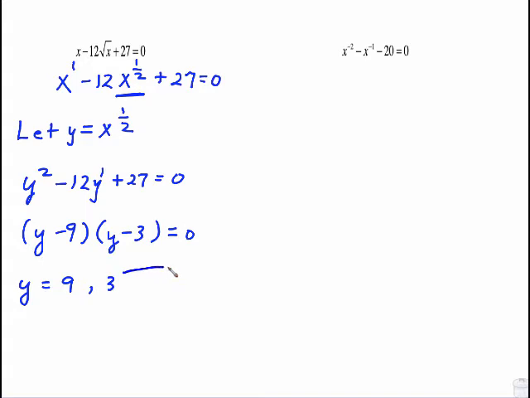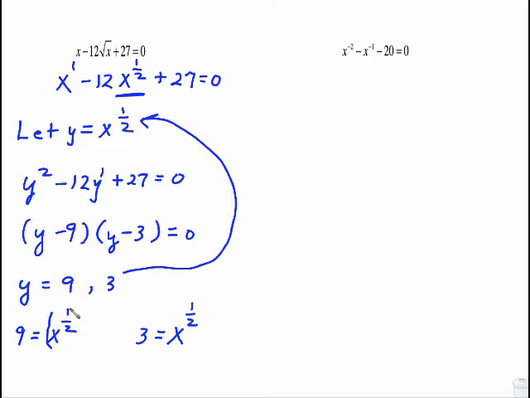But I've got to go back to this step. Y equals 9, that equals x to the 1/2. And 3 equals x to the 1/2. Of course, in this instance, you could keep it as the square root, but I'm going to keep the rational exponent right there because we just finished that up. To solve a rational exponent equation, you want to raise it to the reciprocal power, which is 2. So this cancels and gives me x. 9 squared is 81.